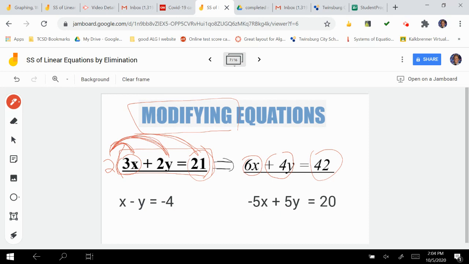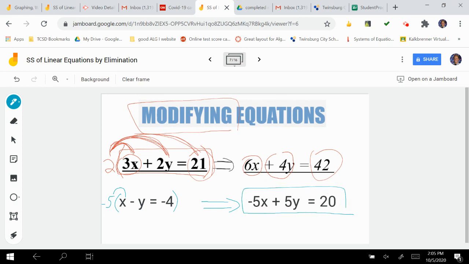All right. The next equation, how do we go from x minus y equals negative 4 to negative 5x plus 5y equals 20? What do we multiply this whole left equation by? Well, it used to be 1x, now it's negative 5x. So what do you think we multiplied by? Good, negative 5.